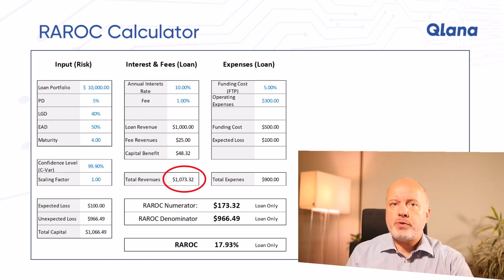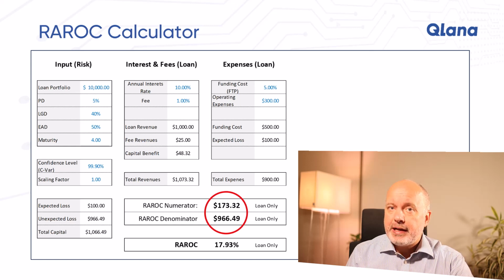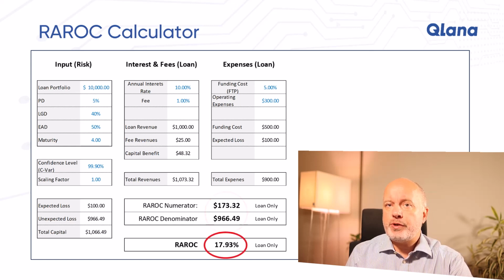Our total revenues are $1,073.32 against total expenses of $900. This leaves us a positive income of $173.32. Dividing this income by the total unexpected loss of $966.49, we can calculate a RAROC of 17.93%.